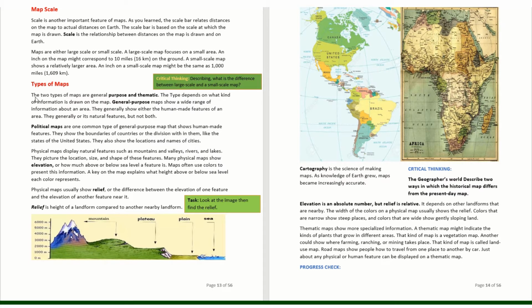So here, the statement is the types of maps. Mainly, there are two types of map. One is the general purpose map, another one is the thematic map. The type depends on what kind of information the map shows. General purpose maps can show man-made features or natural features, but they cannot represent both information at the same time. Let's see what the thematic maps and general purpose maps are.